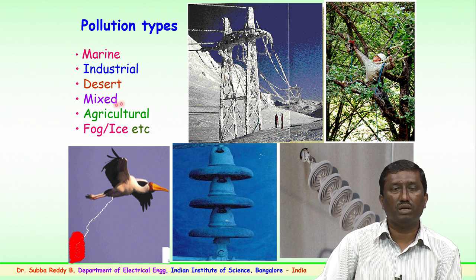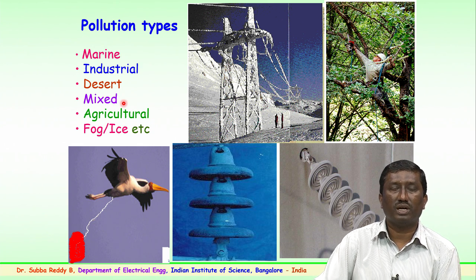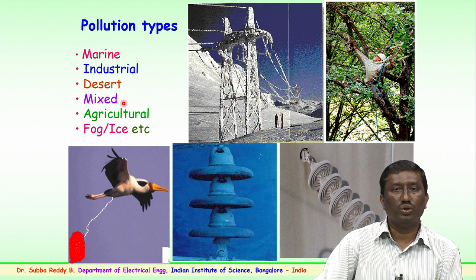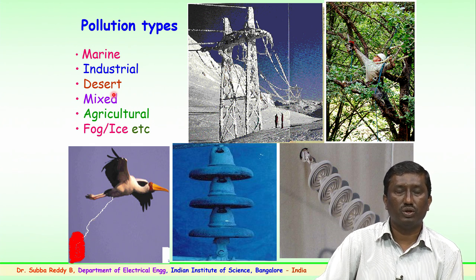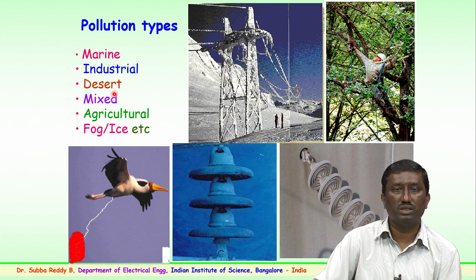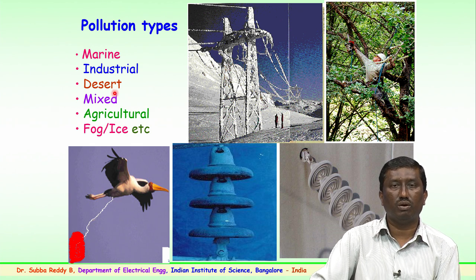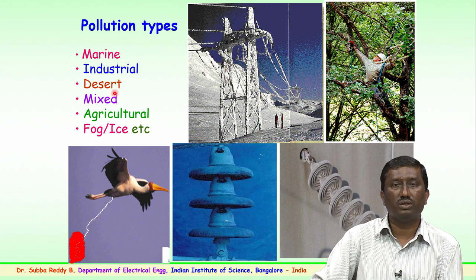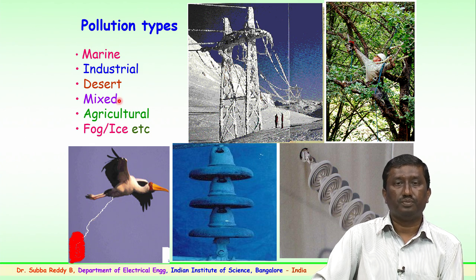Mixed pollution could be a transmission line running both near the industry as well as a sea coast, or it could be in the desert where industries could be there, or it could be because of any combinations. Such pollutants also get accumulated on the surface over a period of time.